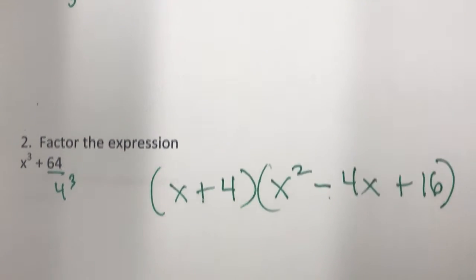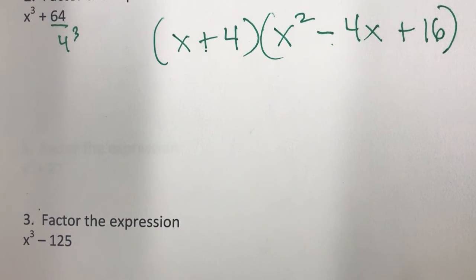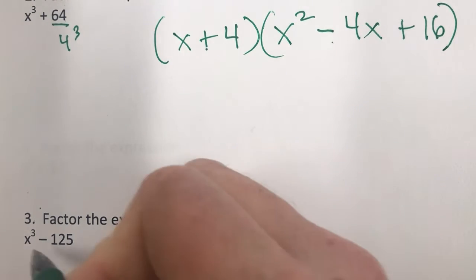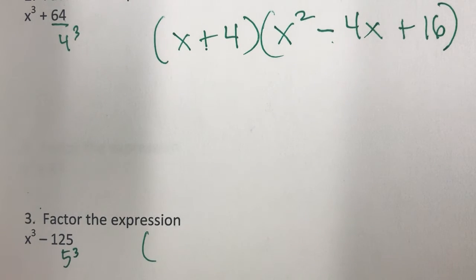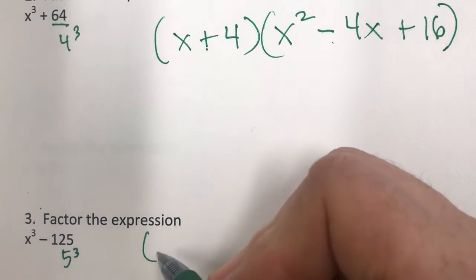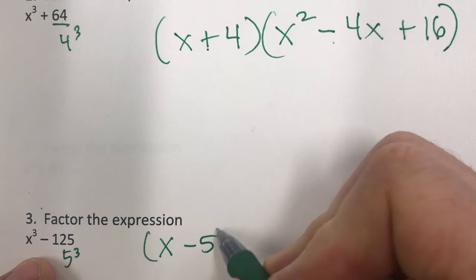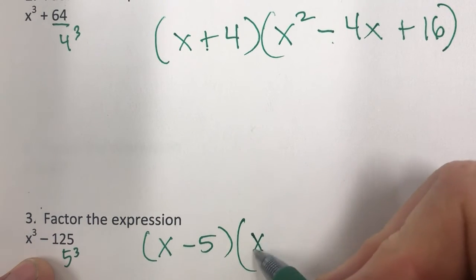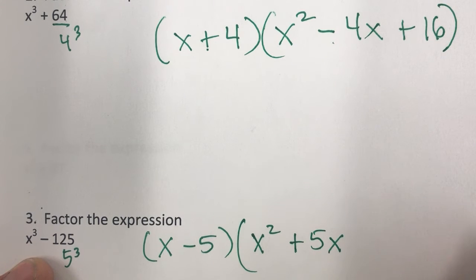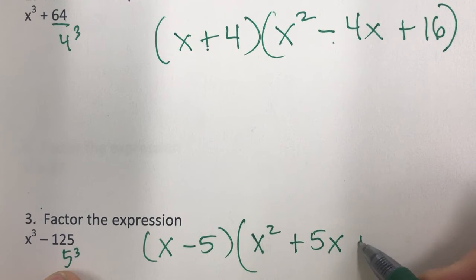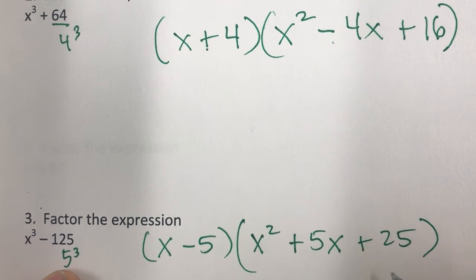Okay. So on this one, we'll keep that one on there. This is x to the third, and this is 5 to the third is what that is. Just punch it on your calculator. So this is going to be x minus 5. And then here I'm going to have x squared, and then it's going to be plus 5x. And then I'm going to have 5 squared, 25. This last term is always going to be positive.